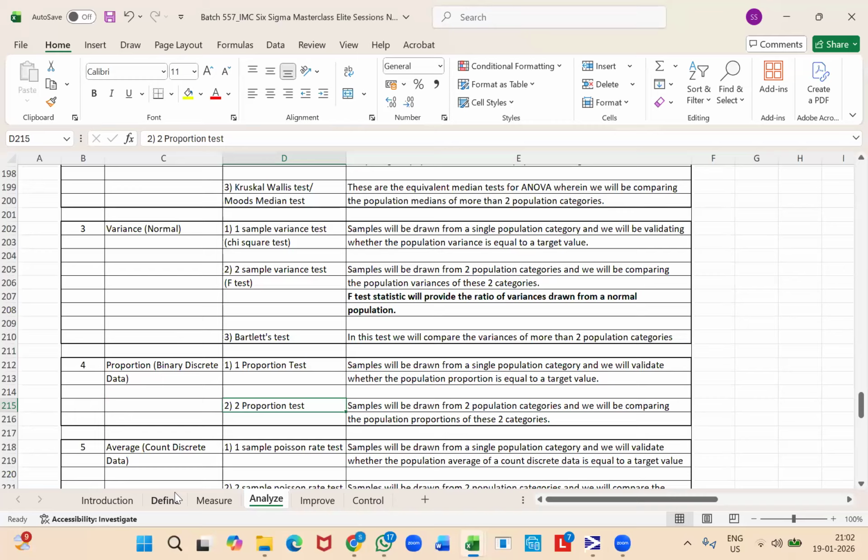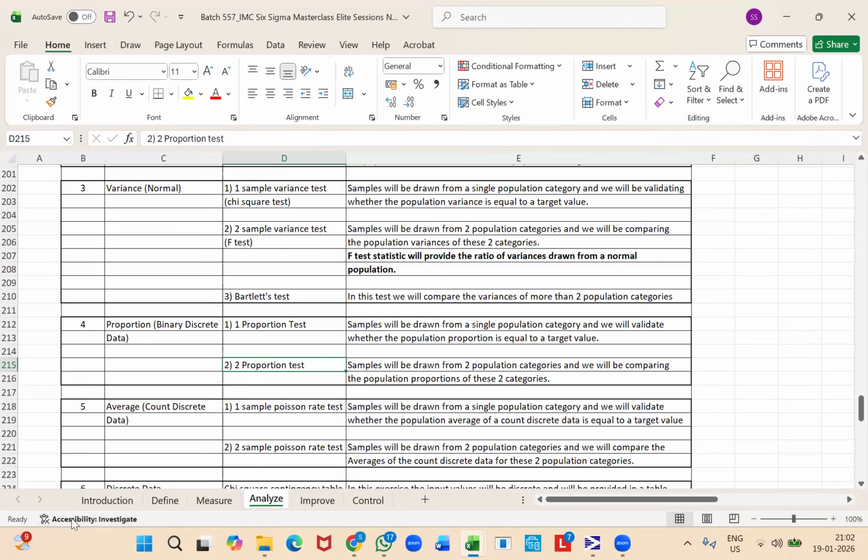So here we are comparing the proportion of a binary discrete event pertaining to two population categories, that is shift 1 and shift 2. So if you want to validate whether the defective proportion of shift 1 is less than that of shift 2, then we need to ideally perform this two proportion test, right?